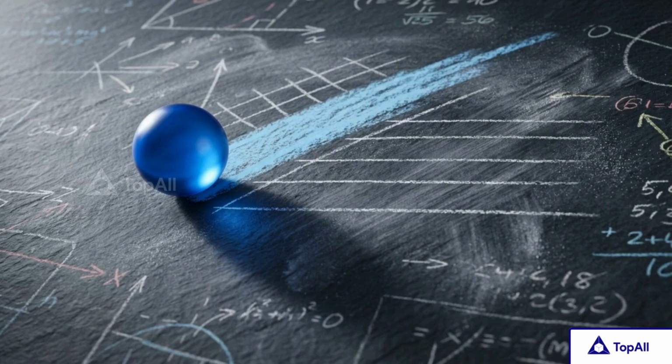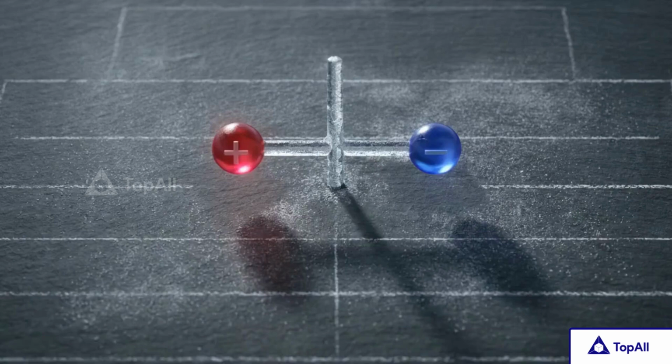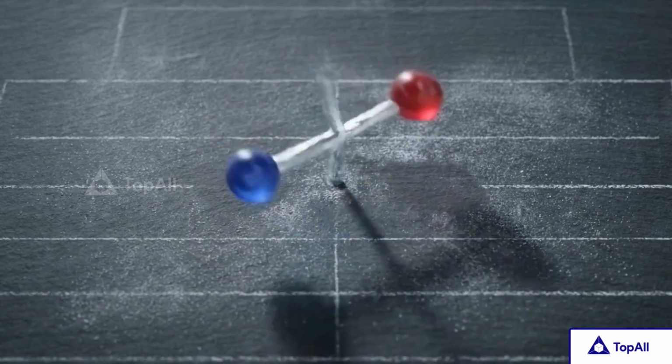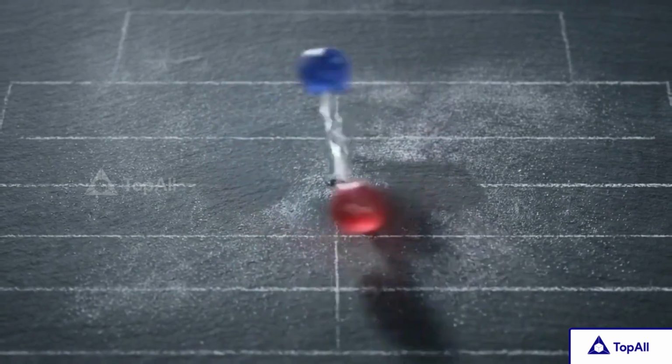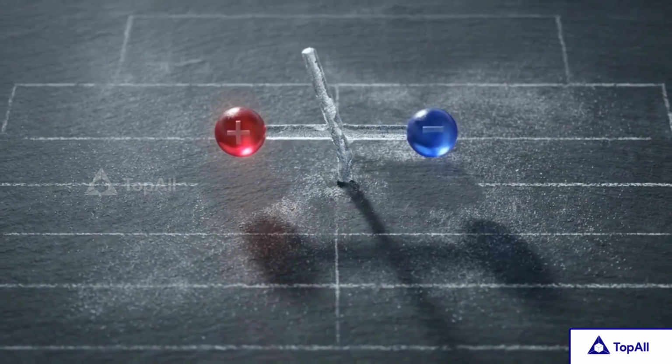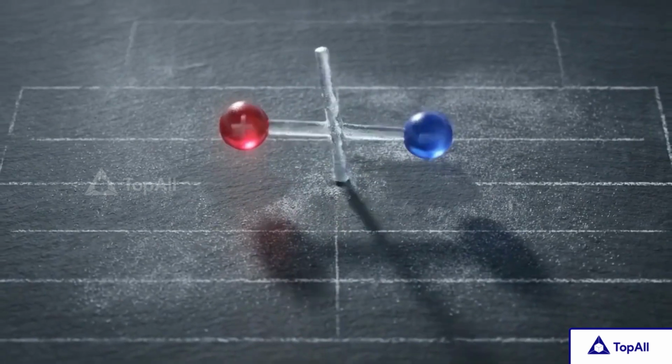Place a single charged particle in an electric field, and it accelerates along the field lines. But place a permanent electric dipole, two equal and opposite charges locked together, in that same uniform field, and it doesn't fly away. It twists violently in place, snapping into alignment while its center of mass remains perfectly still.